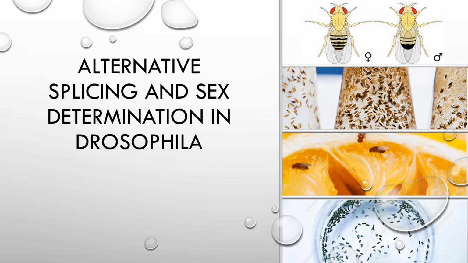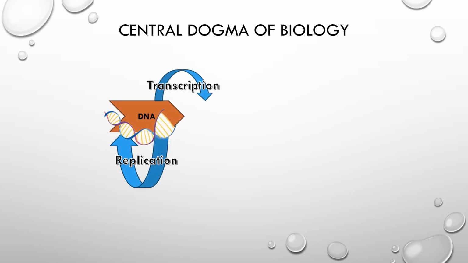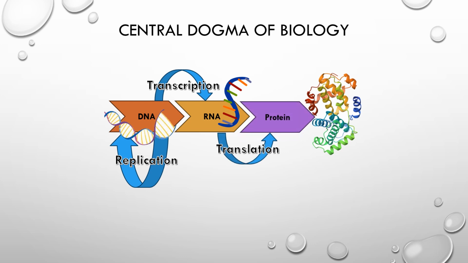Hello everyone! Today we're going to talk about alternative splicing in relation to sex determination in Drosophila. First, a quick reminder of the central dogma of biology. DNA encodes messenger RNA, which in turn codes for proteins.